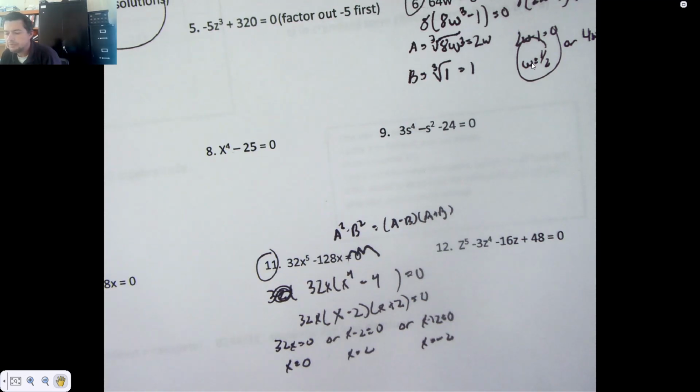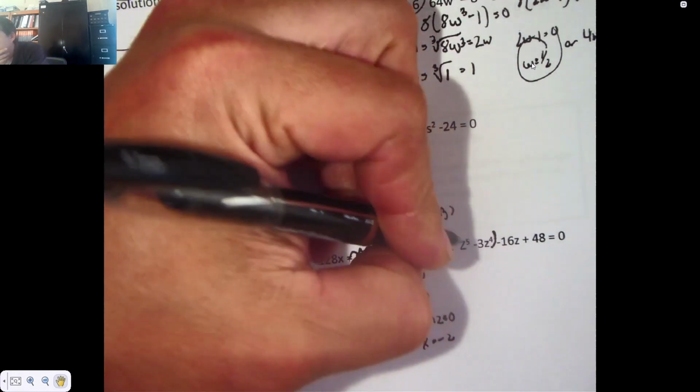I guess I'll do 12. Maybe 10. Maybe 10 and 12. Anyways, for 12, 12 is definitely a factoring by grouping. If I just focus my attention on this pair and that pair, I'll probably see it.